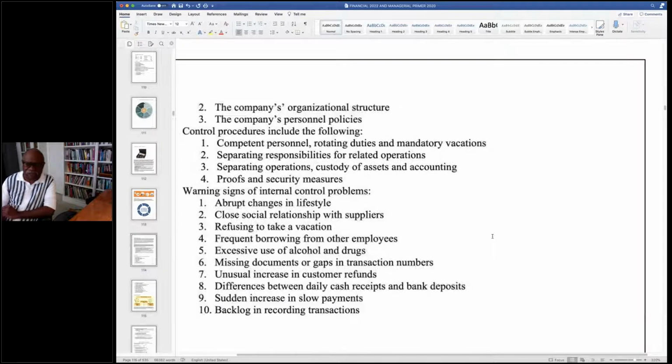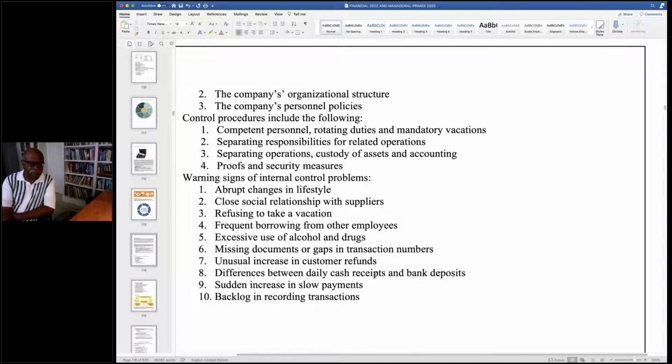And if you're supervising people, the people working for you are under your control, and they impact your evaluation. And so you're expected to look at things like changes in lifestyle, close relationships with suppliers, so that they can take an order from a supplier, order the thing, and then get a kickback. Refusing to take vacation, borrowing from other people, excessive substance abuse, unusual increase in customer refunds.